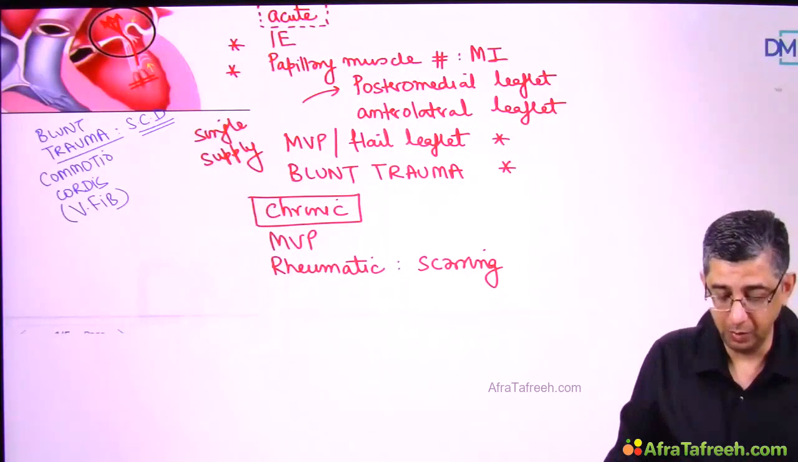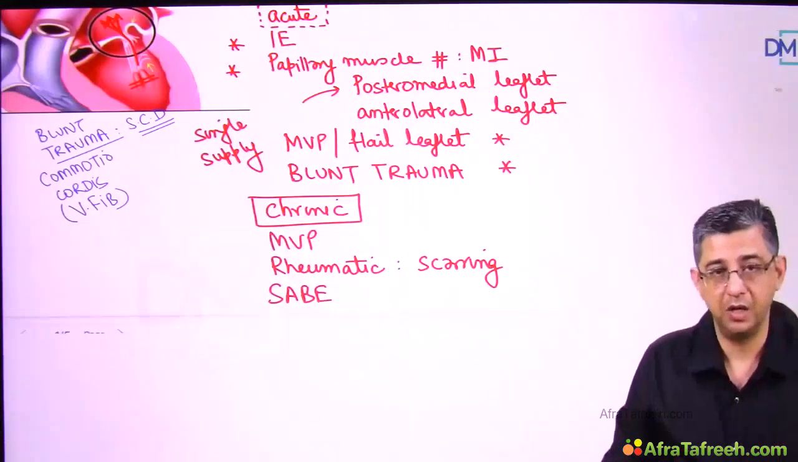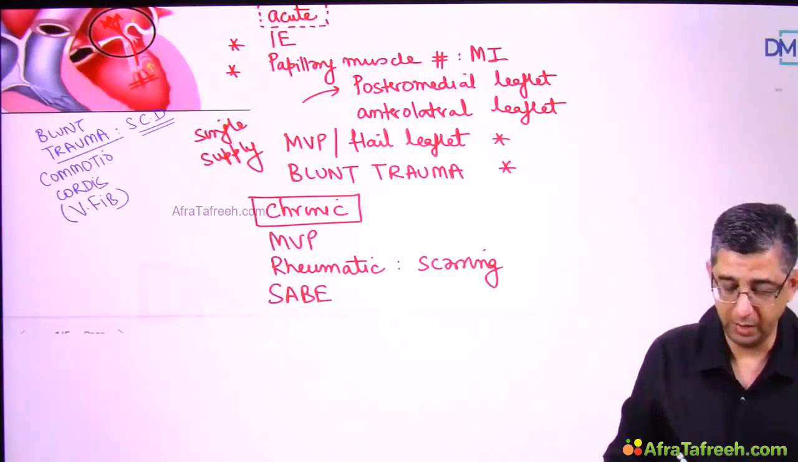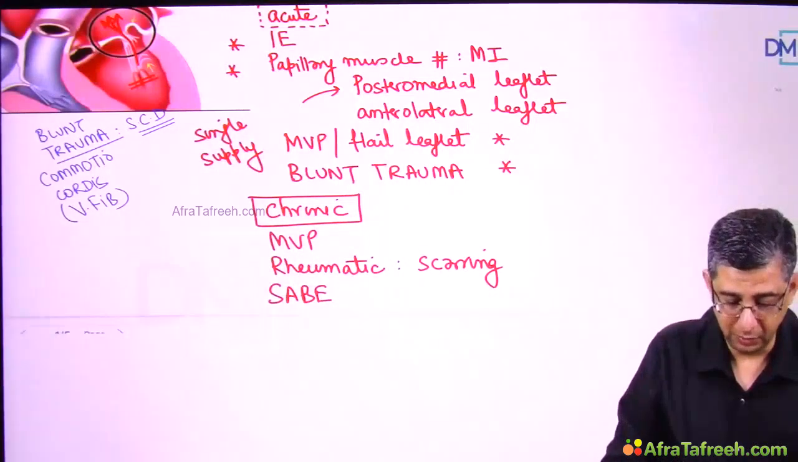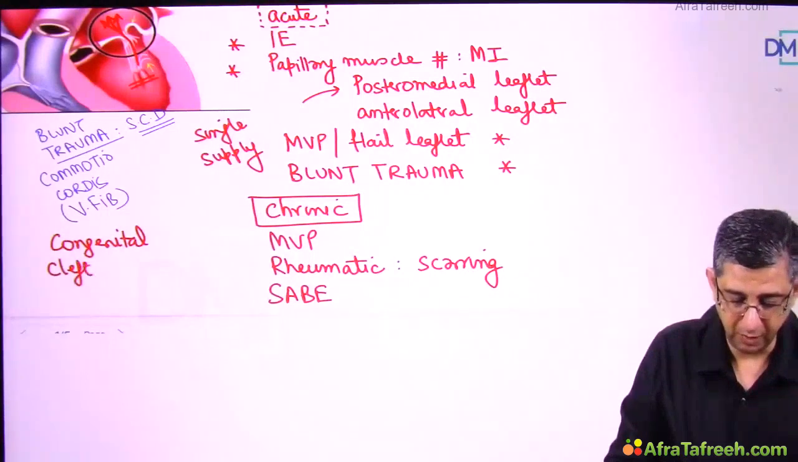The next cause to be remembered after this is subacute bacterial endocarditis. So acute bacterial endocarditis can definitely have a presentation of acute MR, whereas SABE can have a presentation of a chronic MR, very understandable. The subsequent cause to be remembered is congenital association. We read about what is called a cleft mitral valve.